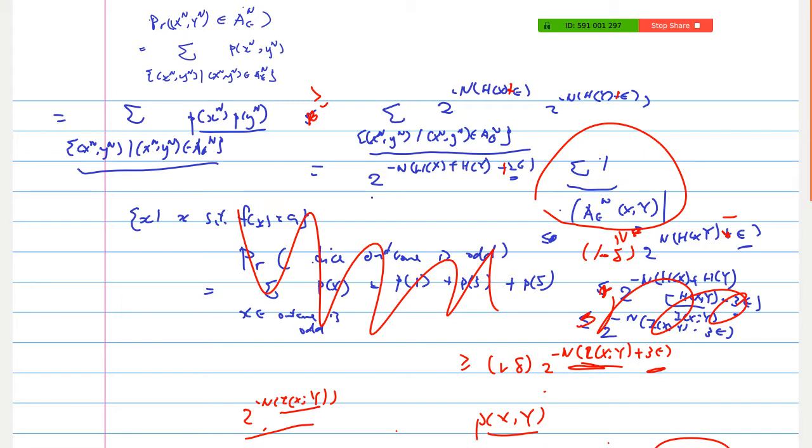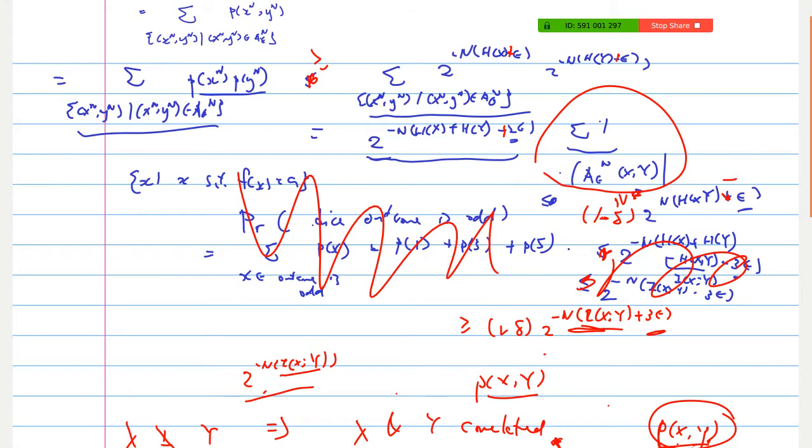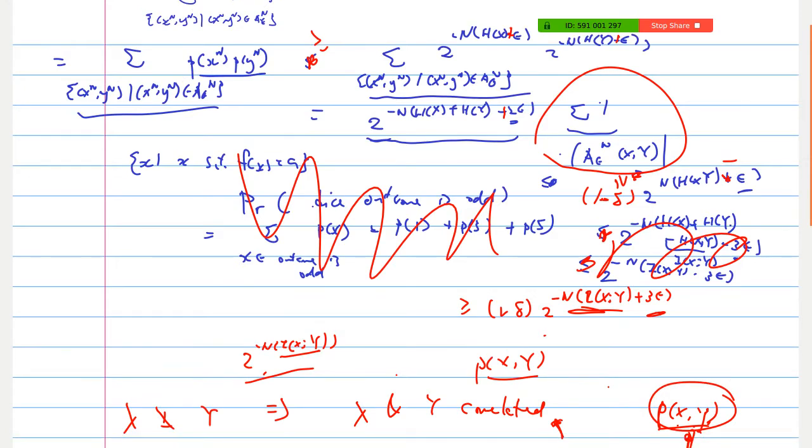Then again, it will be lower bounded by 2^(-n(H(X)+H(Y)+2 epsilon)), multiplied by the size of the jointly typical set. And the jointly typical set is bounded below by (1-delta) 2^(n(H(XY)-epsilon)), right? So that's what we derived earlier. And then if I combine all these, we have the lower bound (1-delta) 2^(-n(I(X;Y)+3 epsilon)).